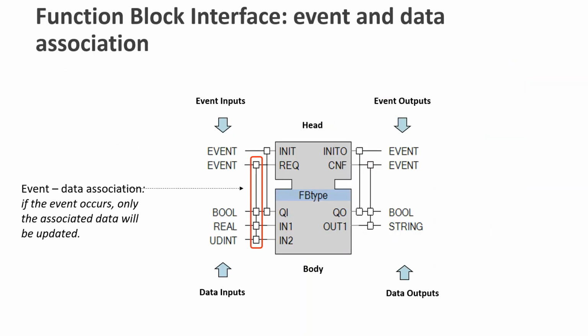So let's repeat. The function block interface consists of event and data inputs and outputs, and event-data associations. Only those data that are associated with an event are sampled. For example, in this case we have the event input REQ that is associated with all three data inputs QI, IN1 and IN2. So all three will be sampled at the occurrence of event REQ.